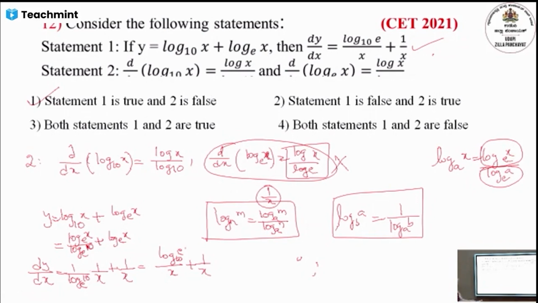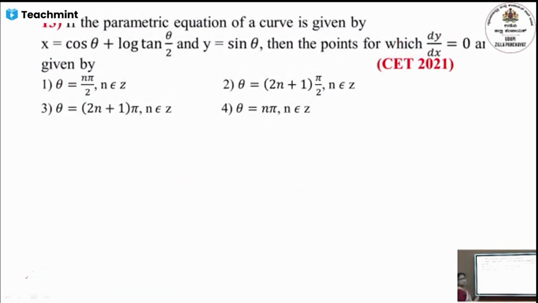If the parametric equation of a curve is given by x is equal to cos theta plus log tan theta by 2 and y is equal to sin theta, then the points for which dy by dx equal to 0 are. Here again, you have to use the logic. What is the logic? What is dy by dx? Dy by d theta divided by dx by d theta.